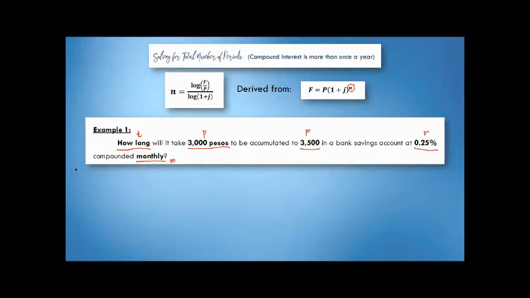So i-rewrite natin ang given. We have P is equal to 3,000. We have F, 3,500. We have the r which is 0.25%. Convert natin into decimal, that is 0.0025. And then we have the compounding period of 12 because it is monthly.